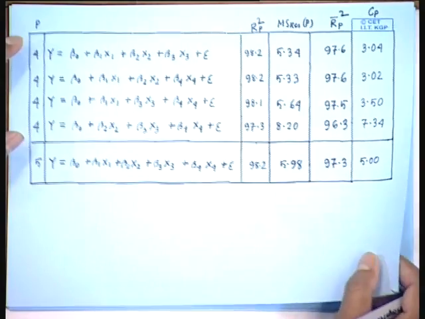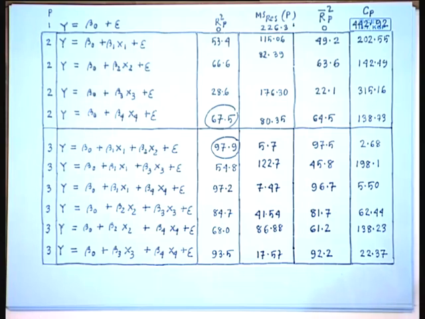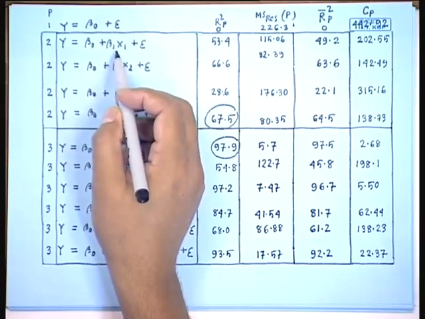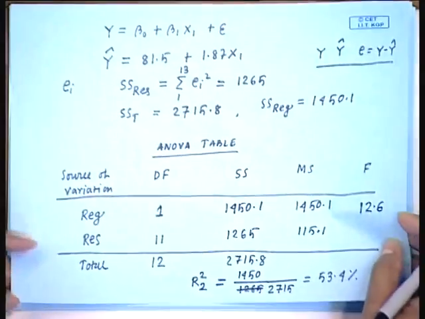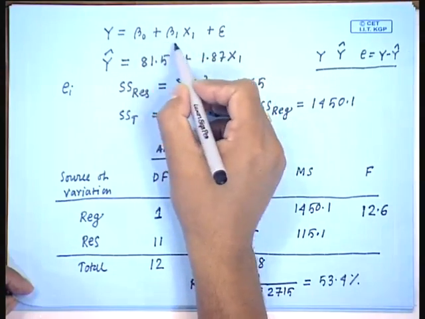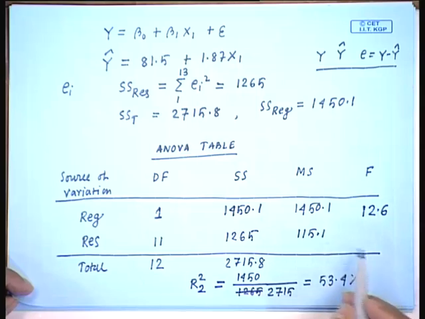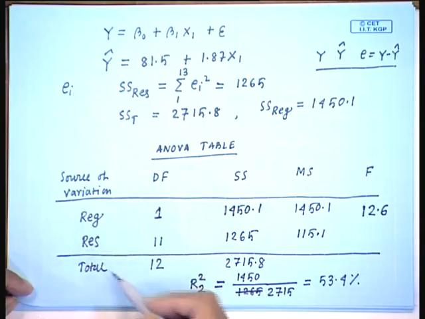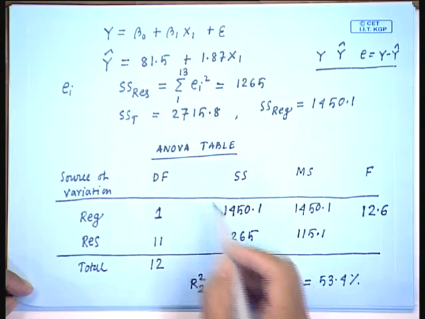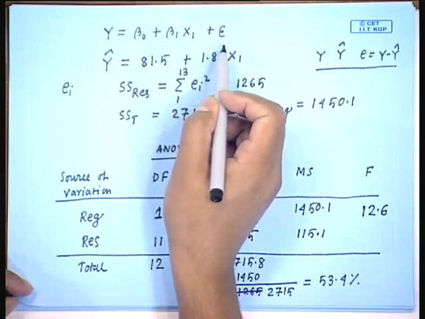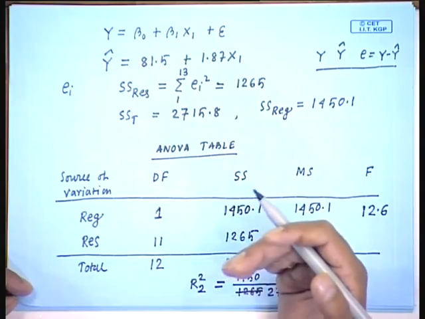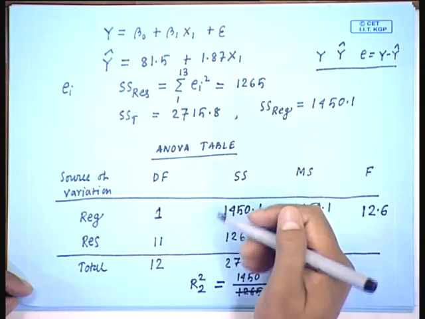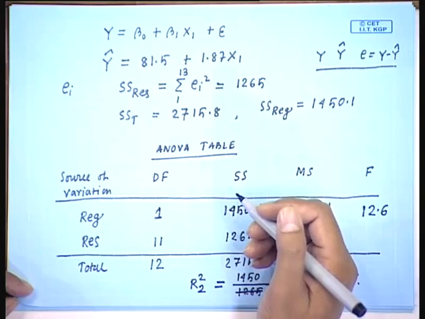First we write down all possible models, and then we take one model and fit that model. That is what we did in the last class. You consider the model beta naught plus beta 1 x 1 plus epsilon, and you compute the SS total, SS residual, SS regression, and you write down the ANOVA table. Here is the ANOVA table for the first model, and similarly you have to do the same job for all the 16 possible models.